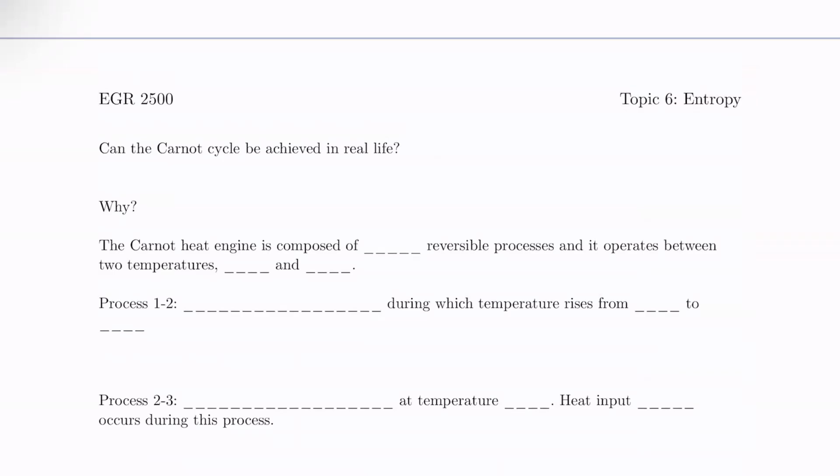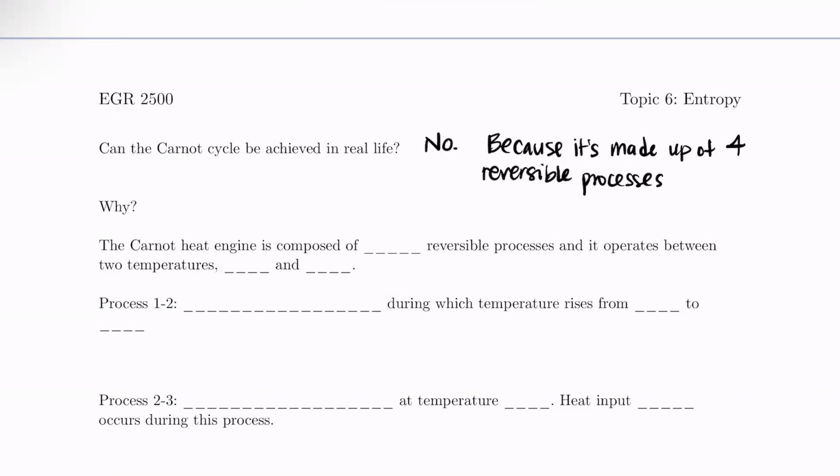Hopefully you can already answer this question based on what we talked about last time, but the Carnot cycle cannot be achieved in real life. This is a purely theoretical construct, it's a completely idealized system. So we can't actually do this because it's composed of 4 reversible processes.